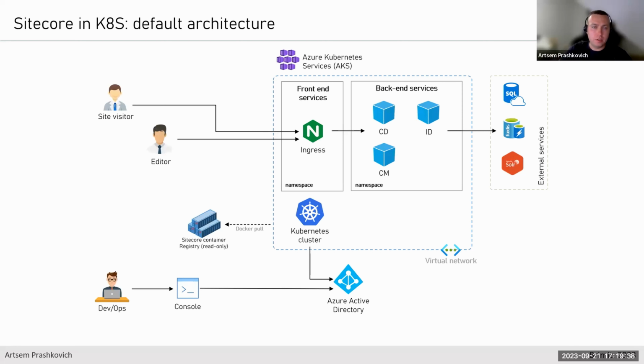It makes sense to mention that by default, if you follow just the documentation, you will use the Sitecore container registry. It is like a storage, for those who don't know, for the Docker images that we can pull from. And by default, all the Kubernetes manifests provided by Sitecore use their own images. So this is a working environment.